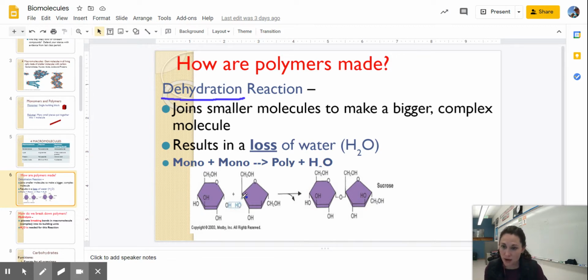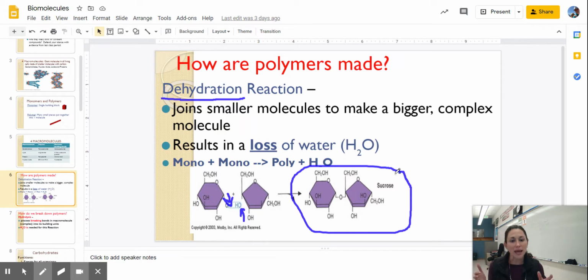And that's this picture down here. You'll notice these 2 smaller sugar molecules. One of them loses a hydrogen, one of them loses an OH group. That makes a water molecule, which is what comes off. And then what we're left with is this bigger polymer over here. So that's how we make these polymers. And our bodies will do that if we need polymers.